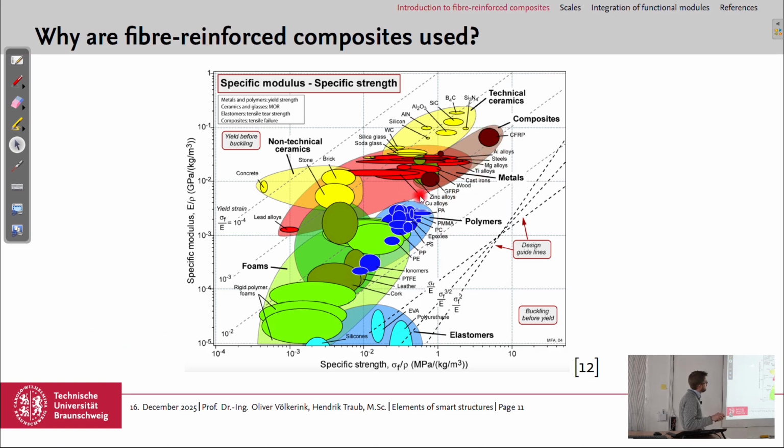Here the brown ellipse are the composites. Here's CFRP. Here's GFRP. Here are elastomers. We have foams here, unreinforced polymers, and metals are here the red area. So composites compared to other materials have very high specific strength and also very high specific modulus, and therefore it's an interesting material to design and manufacture lightweight structures.